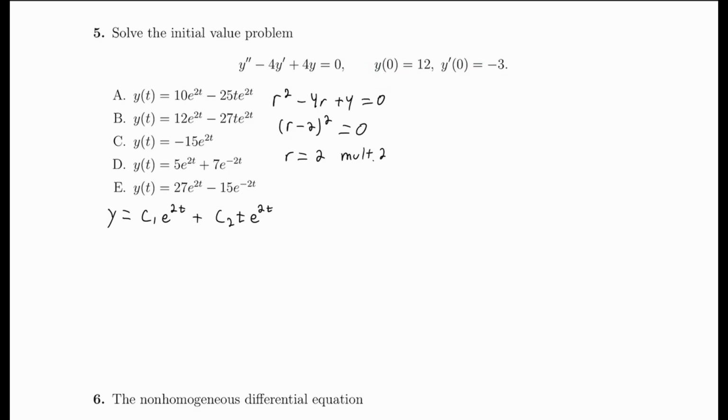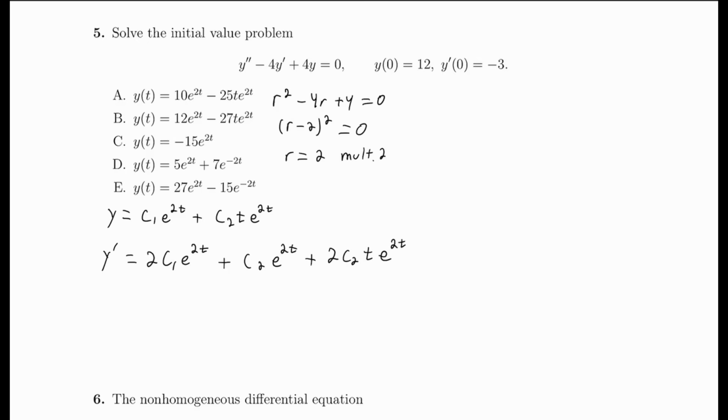One of them is in terms of y prime, so we'll go ahead and find y prime now. Y prime is going to be equal to, when we chain rule, 2c1 e to the 2t. And then remember to do product rule on this because we have both the t term and the e to the 2t term. So we'll get a c2 e to the 2t, and we'll get a 2c2 times t e to the 2t.